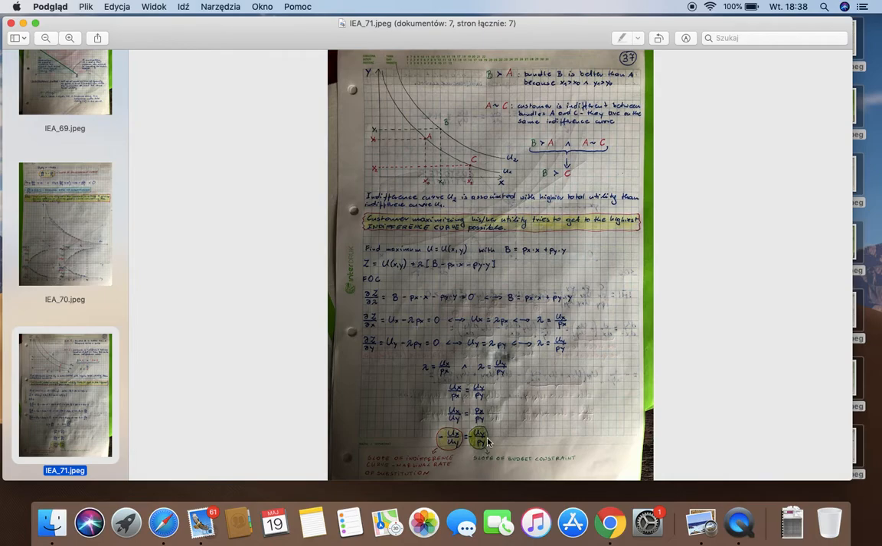And what do we obtain over here? We obtain our optimum condition. And we see that on the left we have negative Ux over Uy. This is nothing more than the slope of the indifference curve or marginal rate of substitution. Here, on the other hand, we've got the slope of budget constraint.